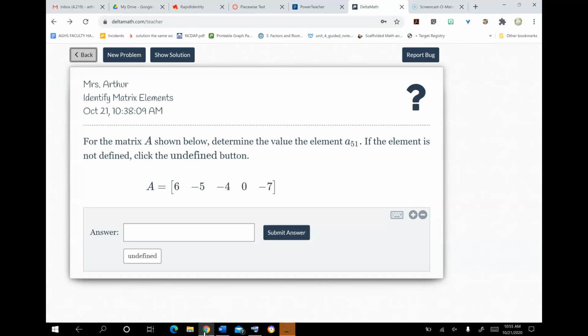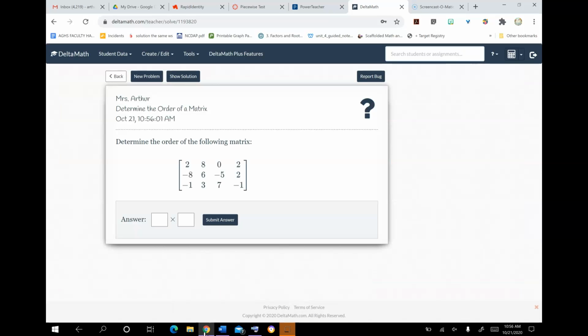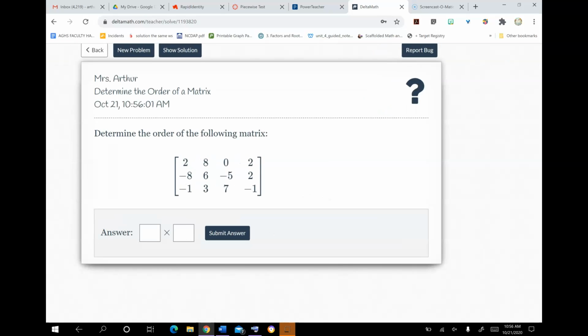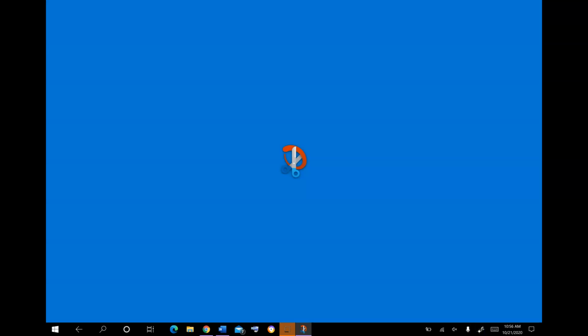So if you go to Delta Math, you have 2 assignments, okay? One assignment with 2 different things. The first one is going to be to determine the order of the matrix. And remember, the order is just your rows by columns. So if you look, let's see here, let's exit that. So if you look, it's rows by columns. Let's screenshot it so I can write on it. You know how I like to do that.